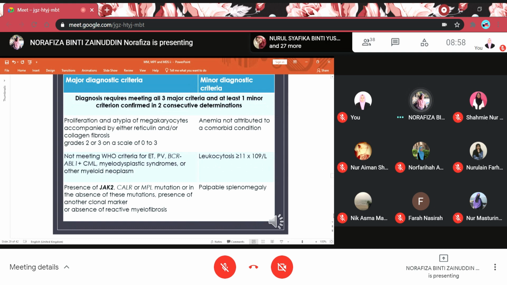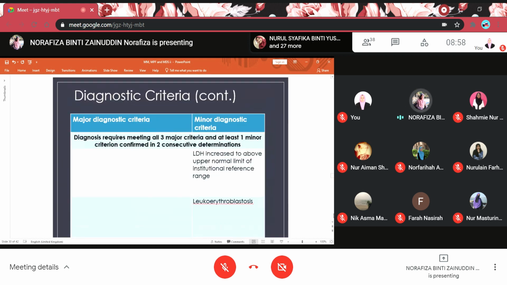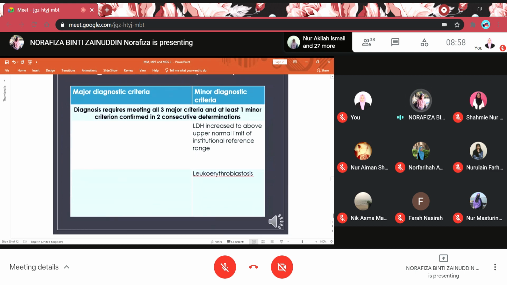The patients have palpable splenomegaly. Okay, boleh rasa. And LDH is above normal limit. And also the presence of leukoerythroblastosis. Okay. So patients have to meet all three major criteria and at least one minor criterion to be diagnosed as PMF.